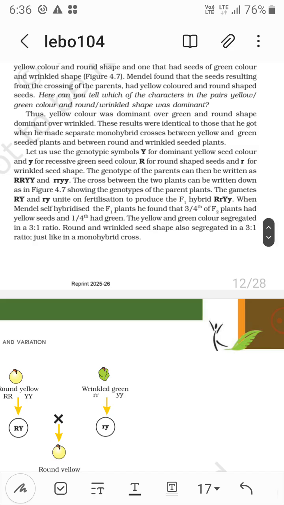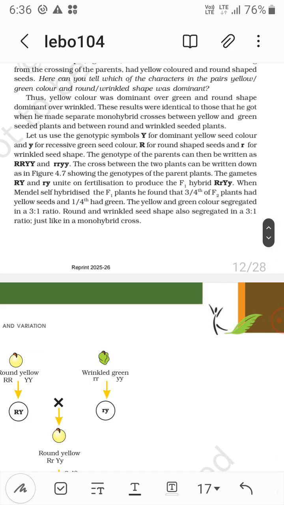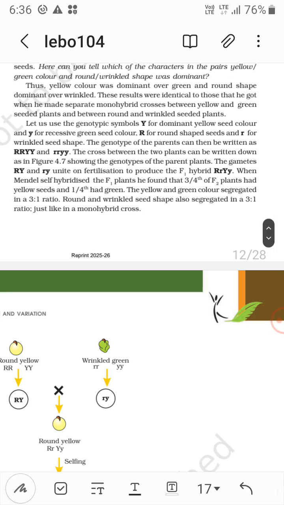The genotype of the parents can be written as capital R, capital R, small y, small y and small r, small r, capital Y, capital Y. The cross between the two plants can be written down as in the figure. So showing the genotypes of the parent plants, the gametes unite on fertilization to produce the F1 hybrid, that is capital R, small r, capital Y, small y.